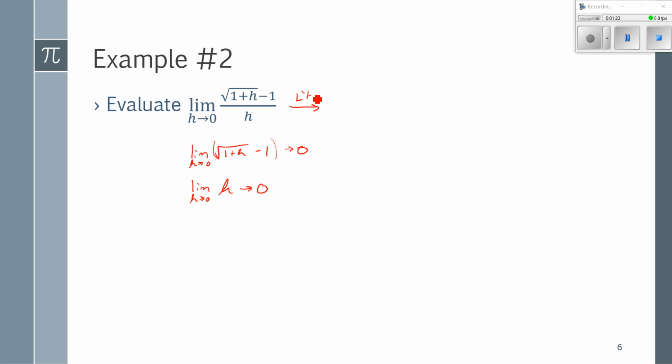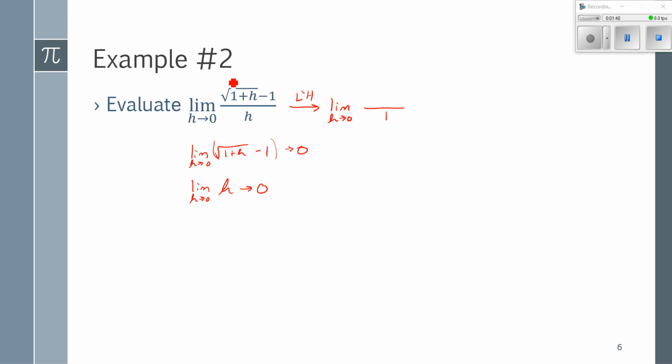So I'm going to indicate that I'm doing L'Hopital's rule. I have not found the limit yet. I am finding an equivalent limit. For this, I need the derivative of the top and the derivative of the bottom. Well, the derivative of the bottom is much easier. That's the derivative of h, which is 1.